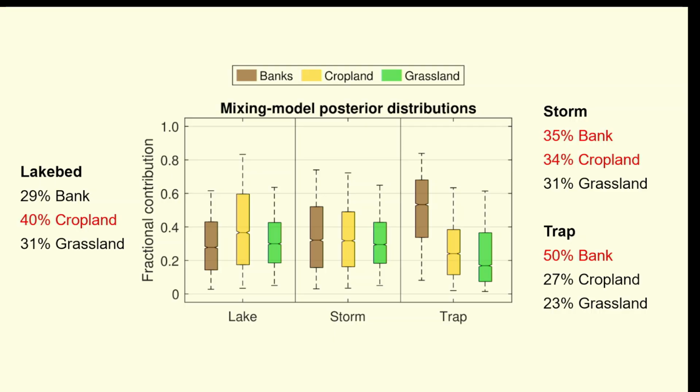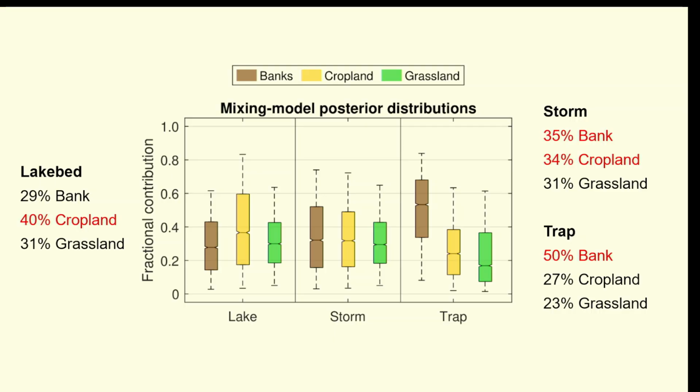So things get a little bit more complicated. On the left there, that's the lake bed, so that's what's in the reservoir. There's that low bank percentage, but it's dominated by cropland sources. But if you go to the other end and you look at what we collected from the sediment traps, that actually is dominantly from stream banks. Okay, so there's a question: why do we see these differences?